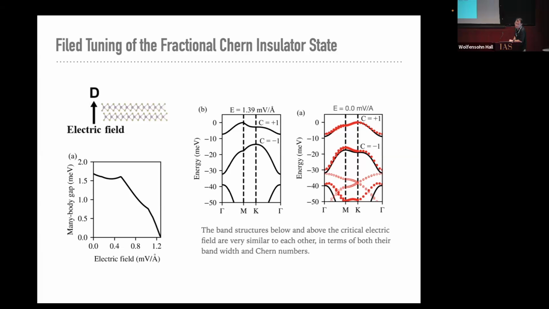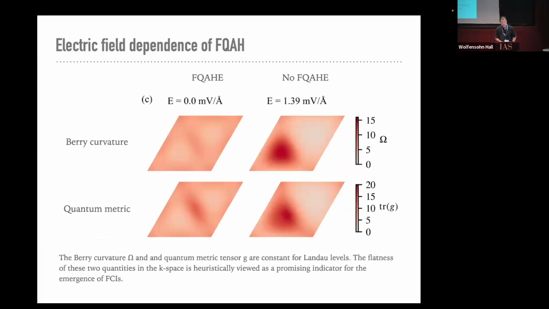The Chern number is still the same, which means that the single particle bands haven't crossed each other, right? So then why would this FCI state be destroyed? To shed a little bit of light on this, what we did is compute the Berry curvature and the quantum metric distribution in momentum space. You can see that at a zero gate voltage, it's actually quite uniform. You see some variation, but not large. But then at the electric field where the FCI has been destroyed, you see a very large fluctuation, right?